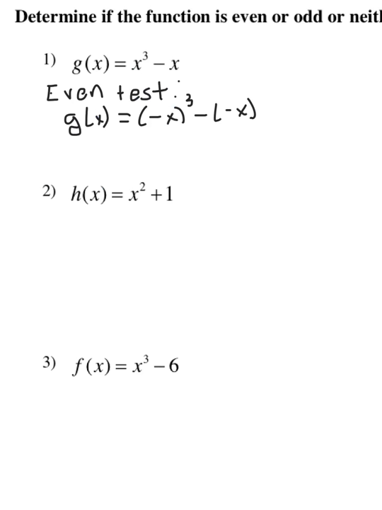All right, so we're doing the even test on this function, and if we substitute a negative x in for x into our equation, we get g of x equals negative x cubed minus a negative x. So when we simplify that, we get a negative x cubed plus x, which is not what we originally started with. We started with x cubed minus x. So in this case, our function is not even. So the next thing we're going to do is test to see if it's odd.